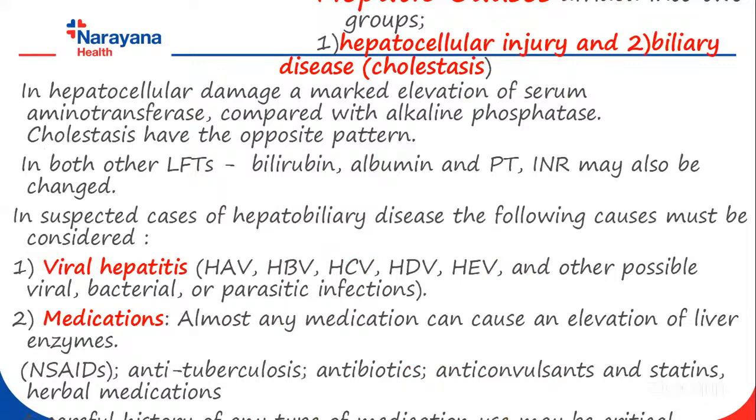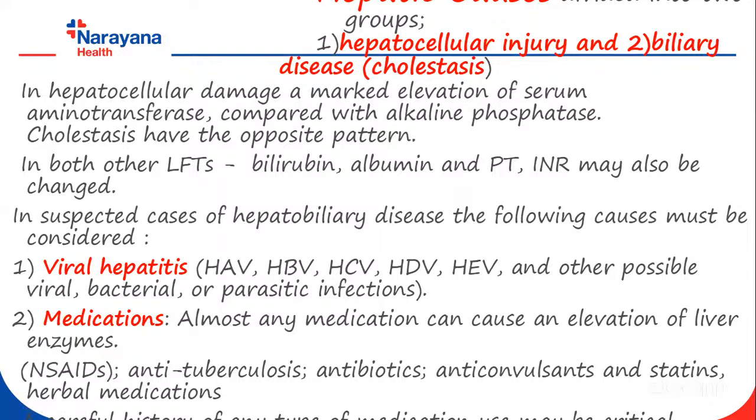Now, liver disease can be either due to hepatocellular injury or biliary disease, that is cholestasis. When there is hepatocellular disease, one should note that there is a marked elevation of serum transferases compared with alkaline phosphatase, whereas when there is biliary disease alone, there is a rise in the cholestasis enzymes as compared to the transferases. But in both these conditions, that is hepatocellular disease and biliary disease, other LFTs like bilirubin, albumin, prothrombin time, INR may also be changed.